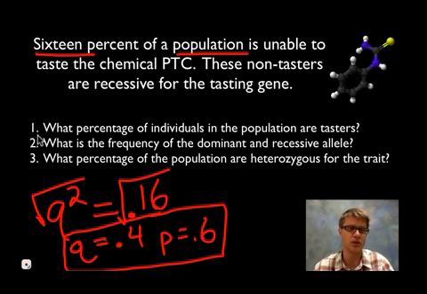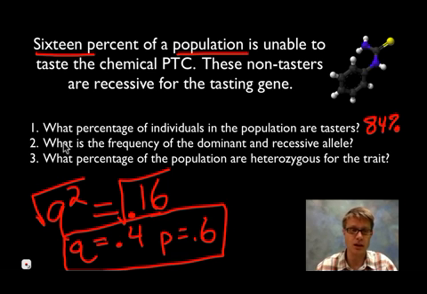So I got my P and the Q value. So let's look at what questions they ask. Number one, what percent of individuals in the population are tasters? Well, let's use a little common sense. They're saying that 16% are non-tasters, and so that means that everybody else has to be a taster. So I would say 84% on this first one.